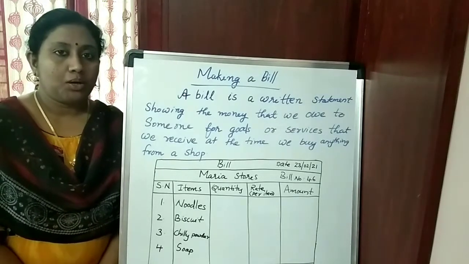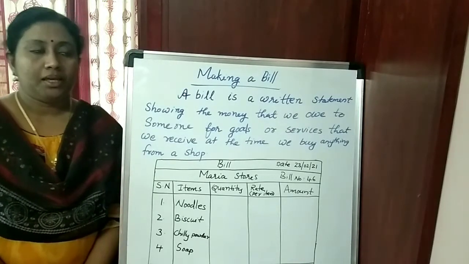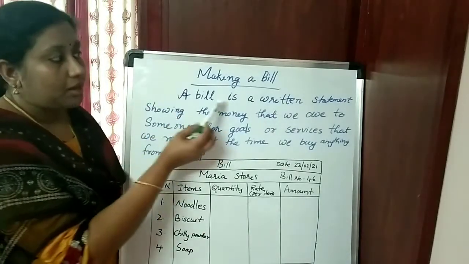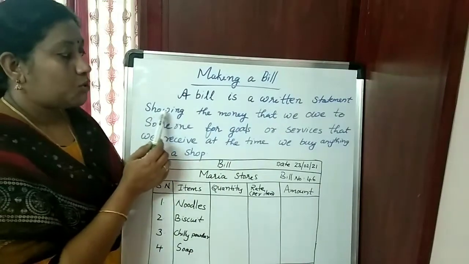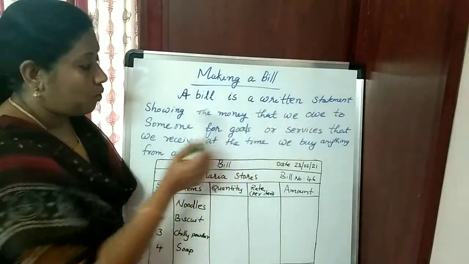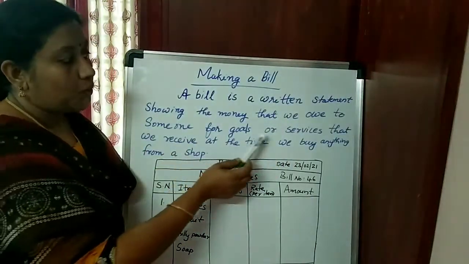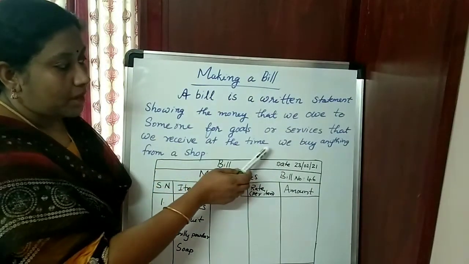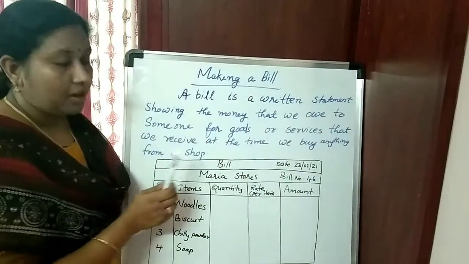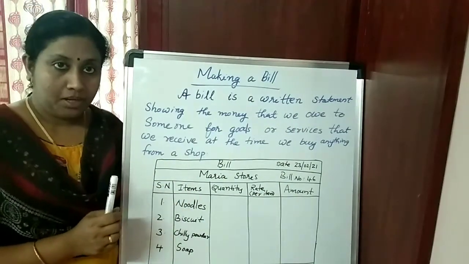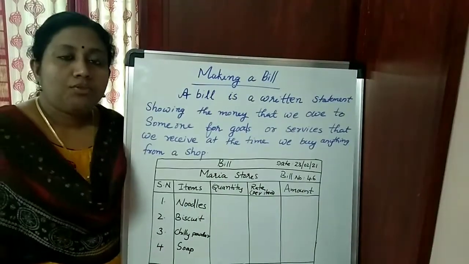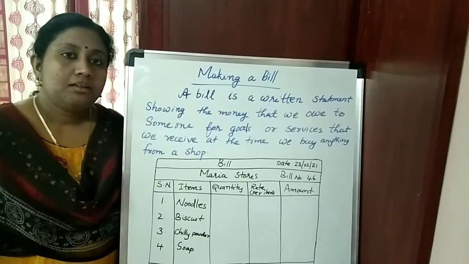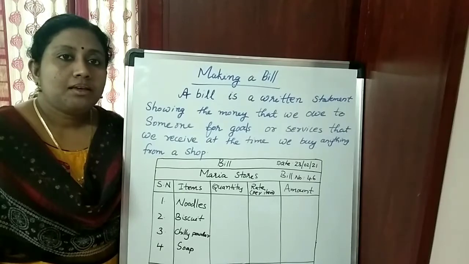This is another part of our chapter money. What is a bill? A bill is a written statement showing the money that we owe to someone for goods or services that we receive at the time we buy anything from a shop. That means when we go to market to purchase some items, then the shopkeeper gives us a slip.